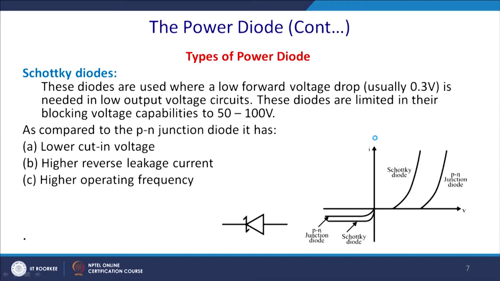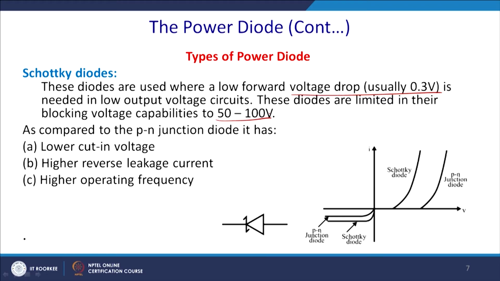So, we have another diode called the Schottky diode, which has extremely low or almost 0 turn-off time. Its reverse blocking capability is extremely low compared to power diodes. These diodes are used where a low forward voltage drop, usually 0.3 volt, is needed in low output voltage circuits. They are limited in blocking capability to the range of 50 to 100 volt, whereas a power diode can easily block 1000 volts.